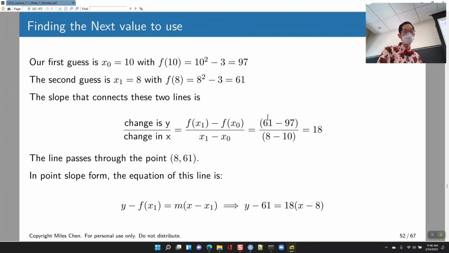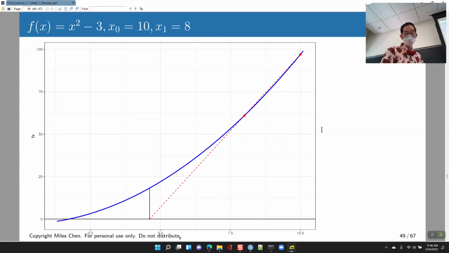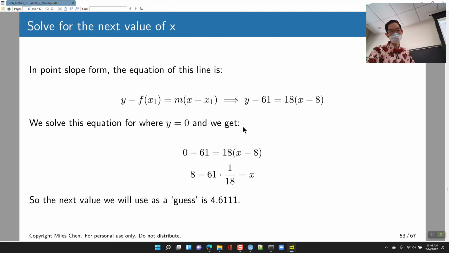Okay, so the change in y is going to be 61 minus 97. The change in x is 8 minus 10. Right? So I have a slope of 18. So this line that I draw here has a slope of 18, which is a little different from the original. The tangent line has a slope of 20. This one has a slightly shallower slope, a slope of 18.